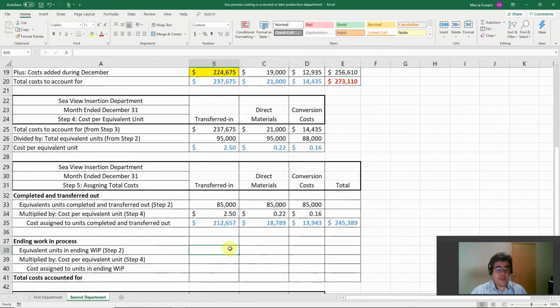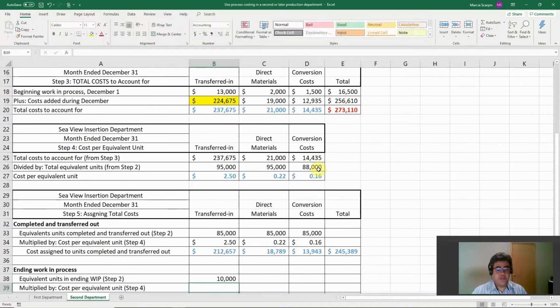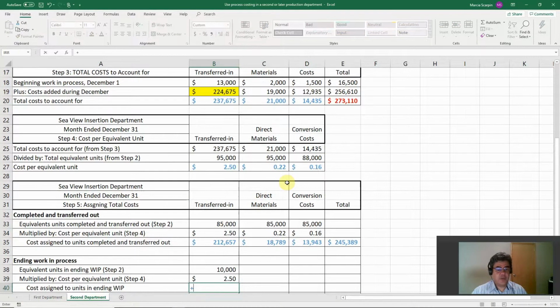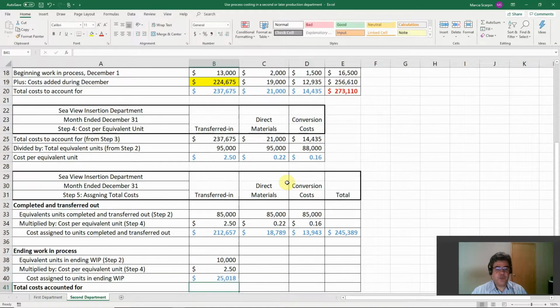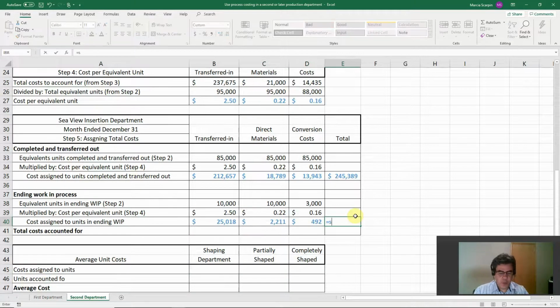Ending work in process, equivalent units of transferred in, 10,000. Cost per equivalent unit, 2.5. Cost assigned, 10,000 times 2.5, 25. And why is it not 25,000 rounded? Because we have more numbers here that we are rounding. Okay, and then the total will be the sum here.